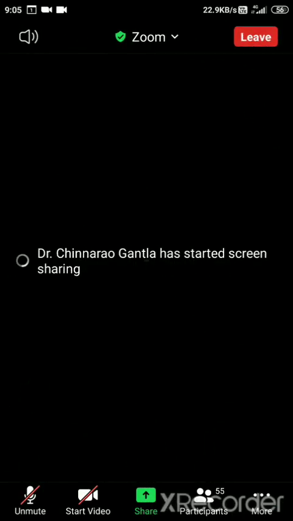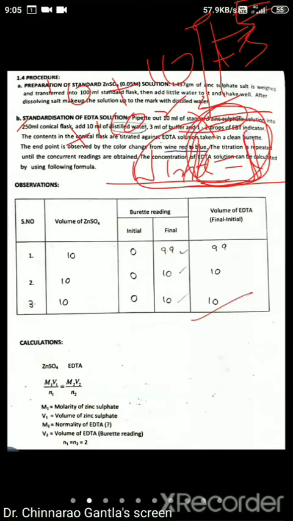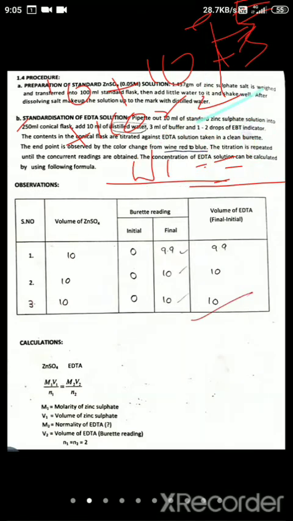Wine red color is formed here. Before adding EDTA, wine red color is formed. As EDTA is added, the wine red color disappears. That basic principle is the same. Follow the reaction. That is the standardization of EDTA.